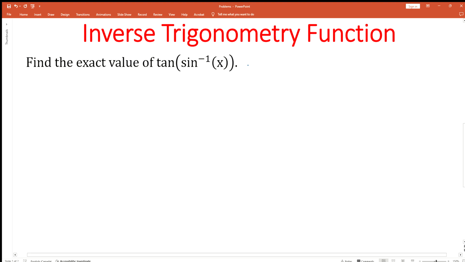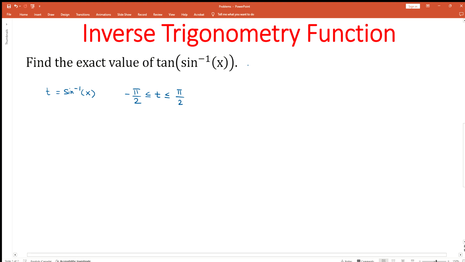Let's assume inverse of sine x is equal to t. The value of t should be within the range of inverse of sine. The range for inverse of sine is negative pi over 2 to positive pi over 2. So the value of t should be greater than or equal to negative pi over 2 and less than or equal to positive pi over 2.